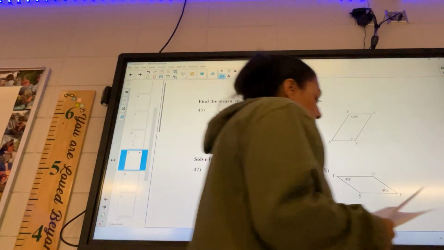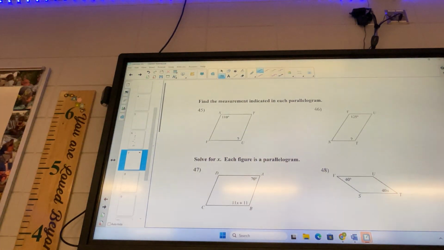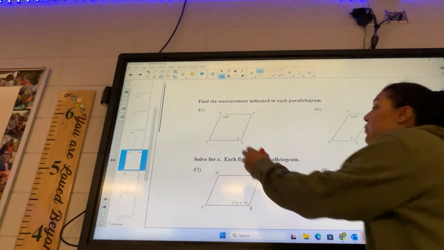Okay, 45. Is that same side or opposite corners? They're opposite corners. Opposite corners, are they equal or do we add them together? They are equal. So if that's 110, the other's 110.